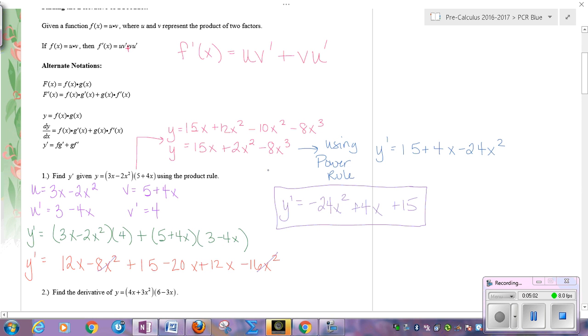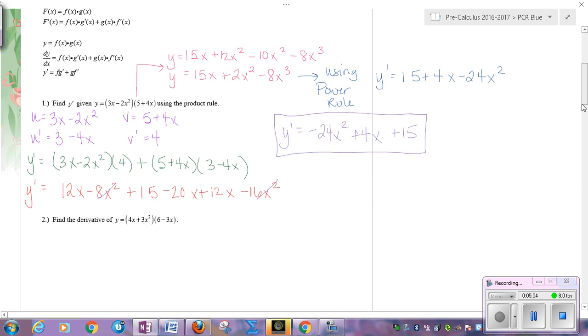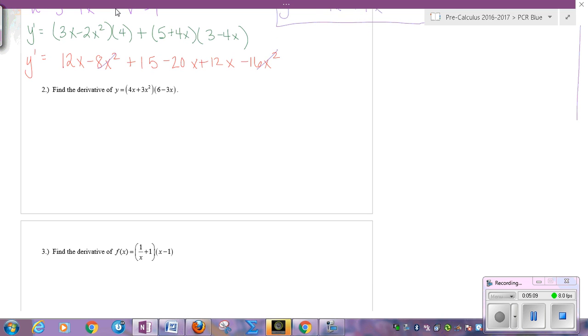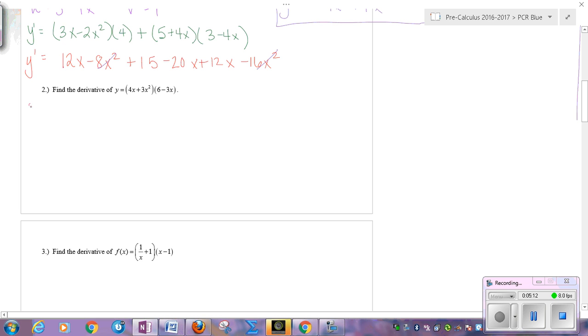Okay. All right, let's take a look at number 2. So what I want you to do is I want you to identify U and V. So remember, U is your first factor and V is your second factor. Okay, so what would U prime be then? Good, 4 plus 6x. See, that's why you guys are my favorite class, because you guys are so smart. All right, V prime is equal to what?